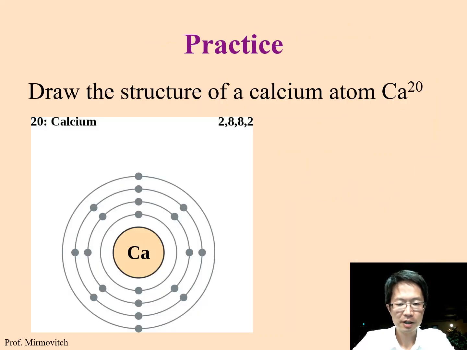So this is the answer for drawing the calcium atom. It has 4 electron shells. The first one has 2 electrons, the second has 8 electrons, the third one has 8 electrons, and then the fourth shell has 2 electrons.